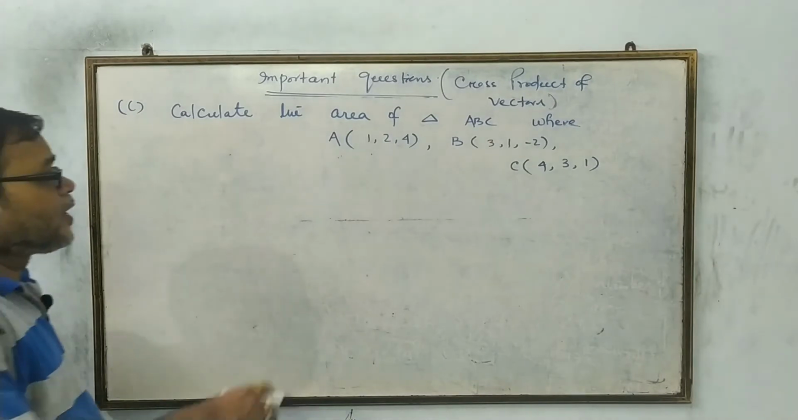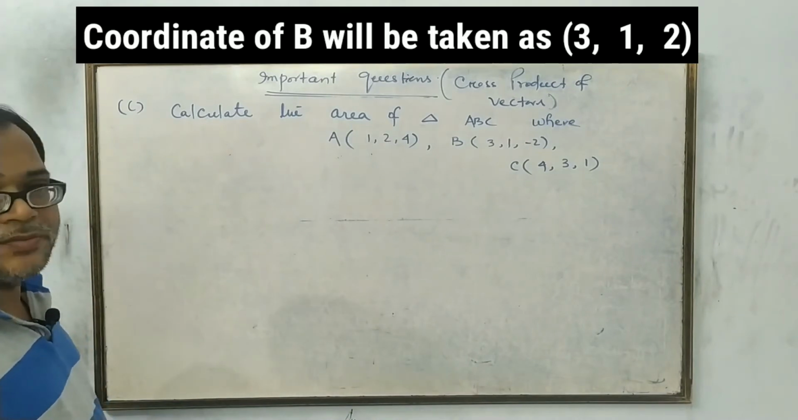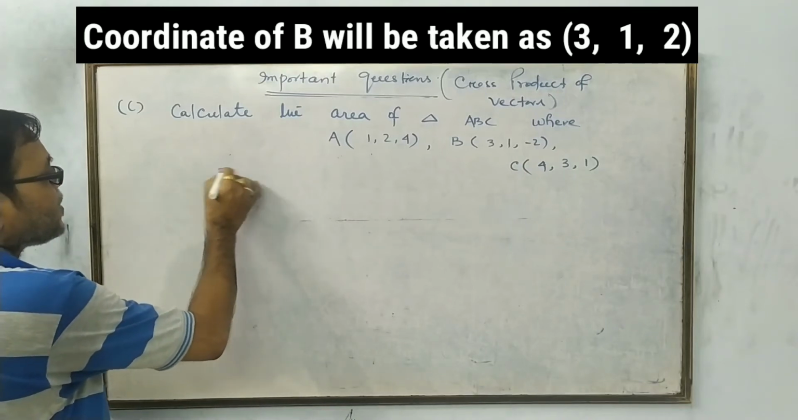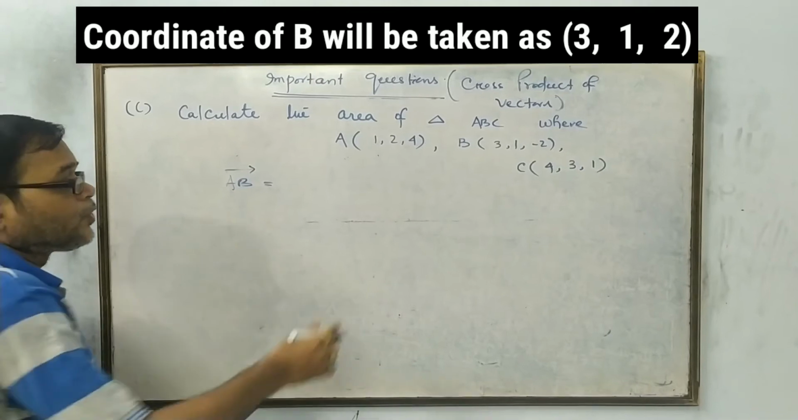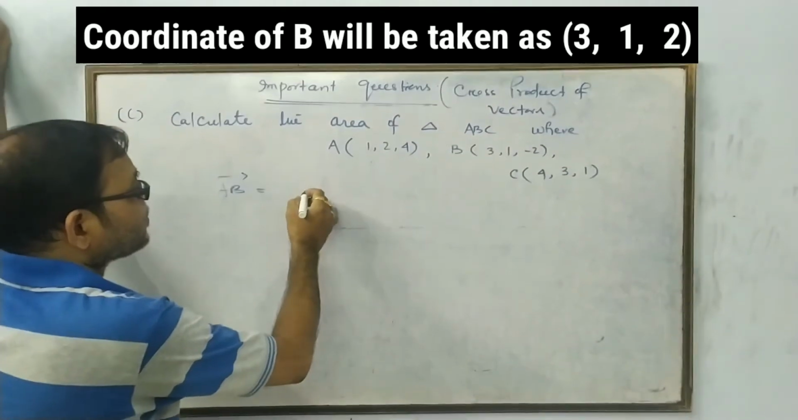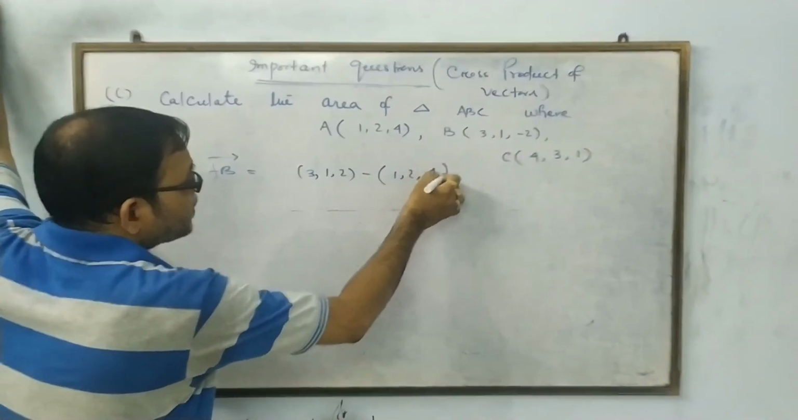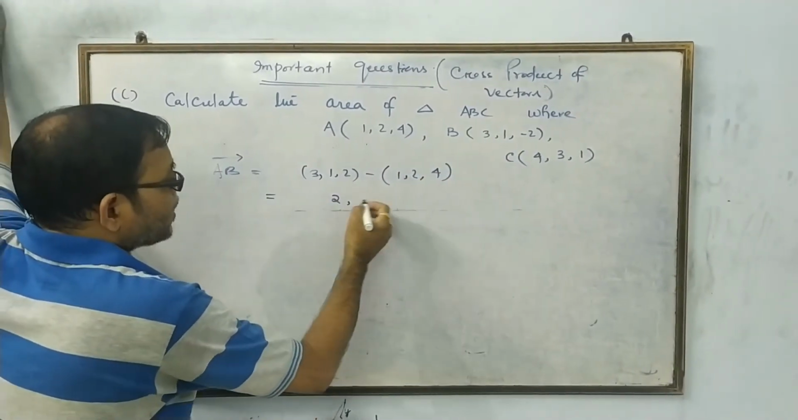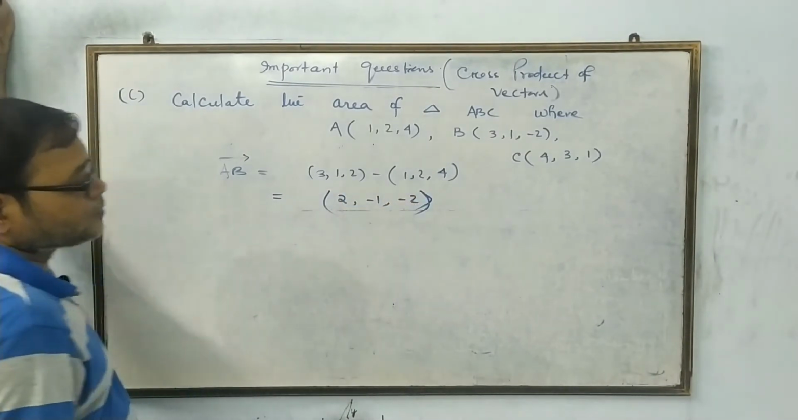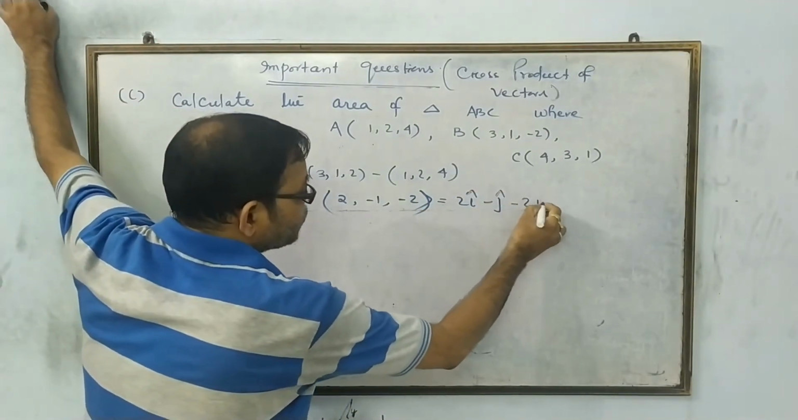Next question: calculate the angle ABC where A, B, C are the three vertices and their coordinates are given. Using vector method, you have to find it out. So find first AB. AB we know position vector of B minus position vector of A. That is 3, 1, 2 minus 1, 2, 4. That is 3 minus 1 is 2. 1 minus 2 minus 1. 2 minus 4 minus 2. Or we can write it as 2i minus j minus 2k.